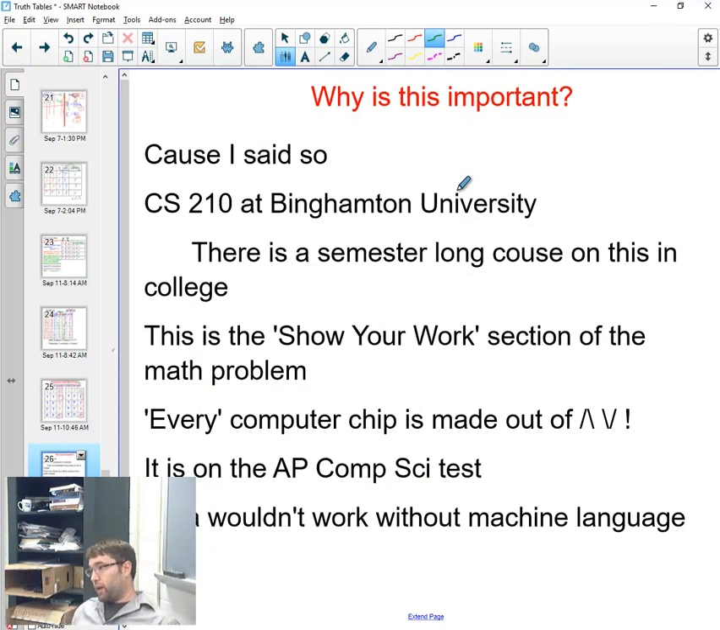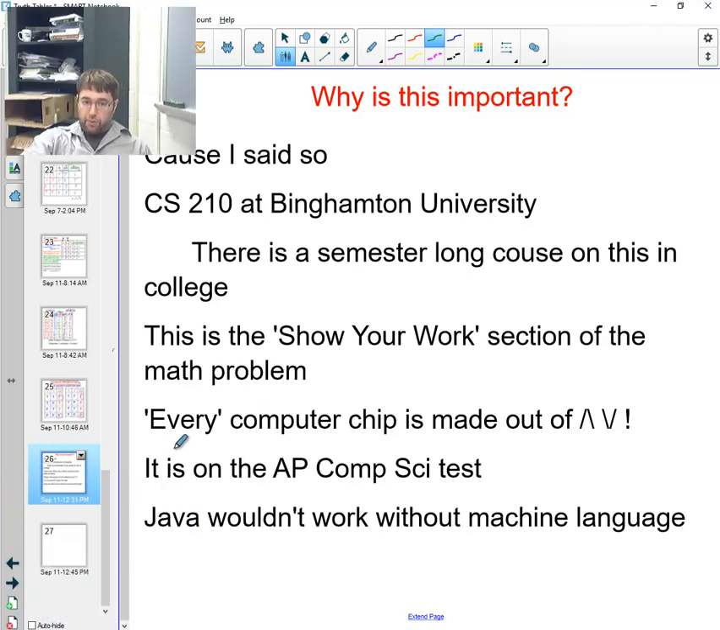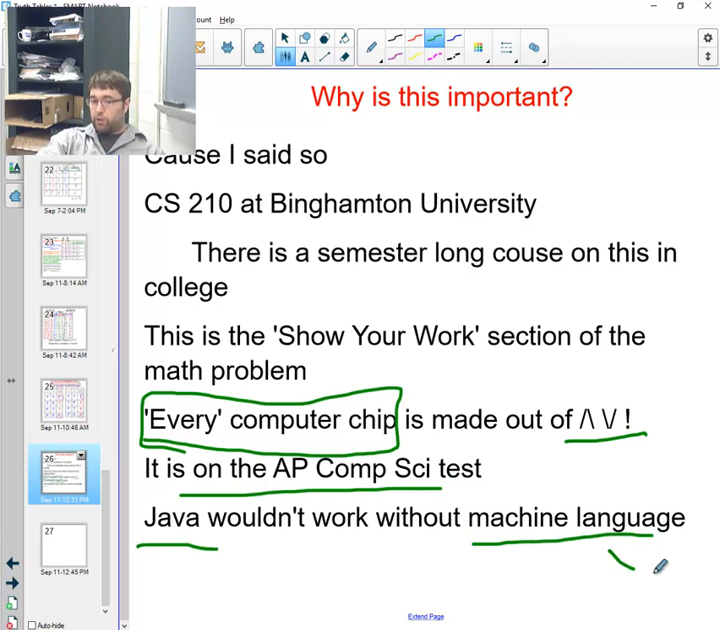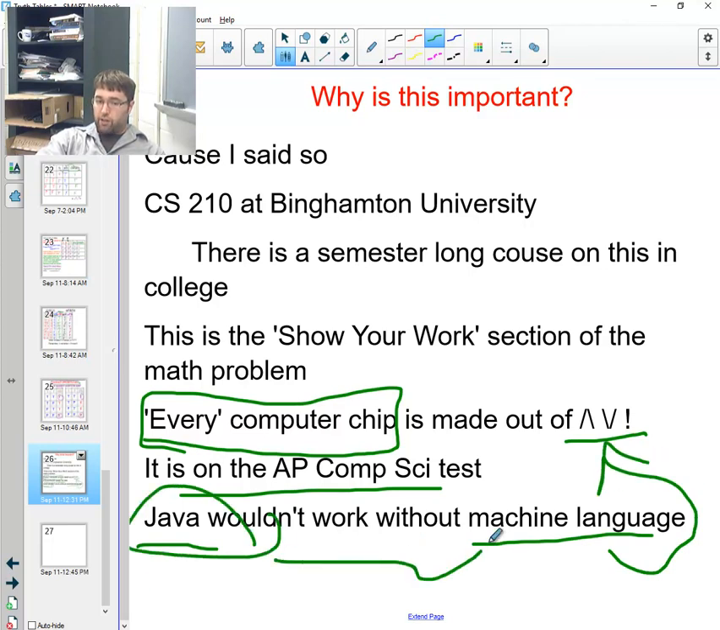This is literally class CS 210, a quasi freshman to sophomore level class, a semester-long course, which means half a year. The truth table part of it is basically the show your work section of it. Every processor, that means your 3 gigahertz quad core processor, is made out of ands, ors, and nots to some degree. It's on the AP. And Java wouldn't work without it, because to make machine language, we need these ands, ors, or nots. And we take Java and convert it to machine language, which then operates the machines. So without true and false, we wouldn't have a computer.